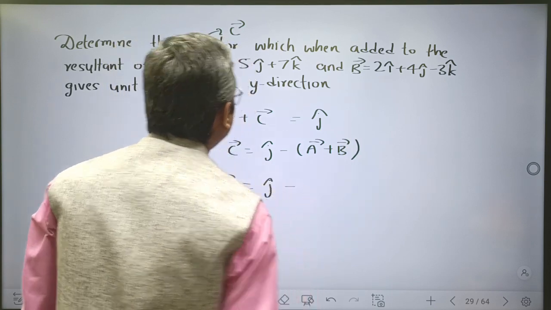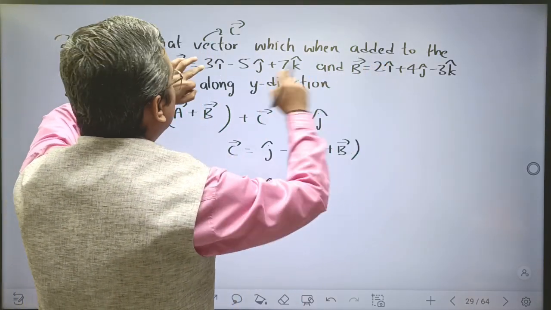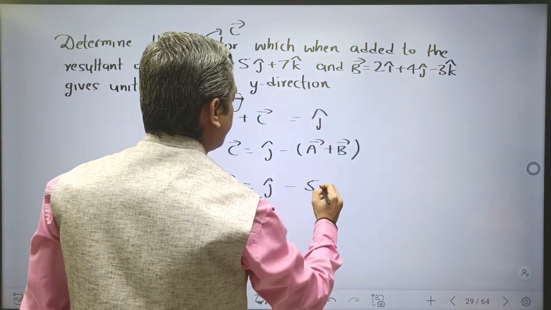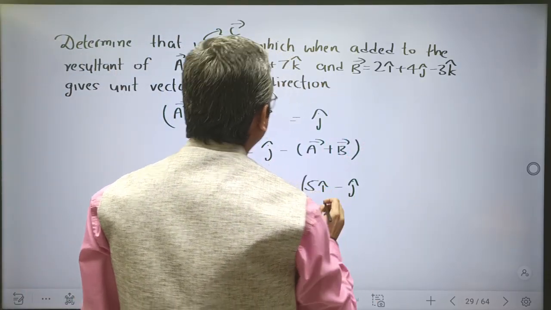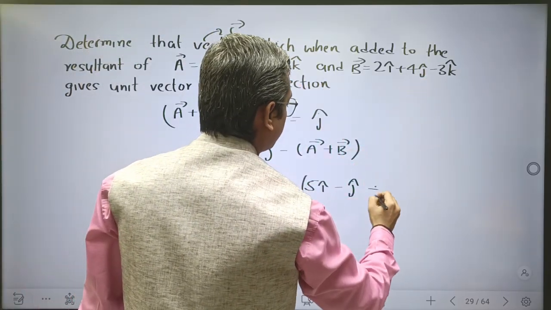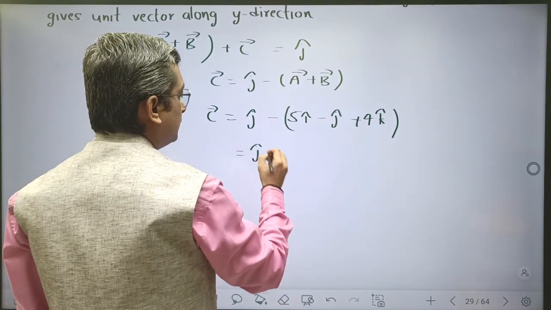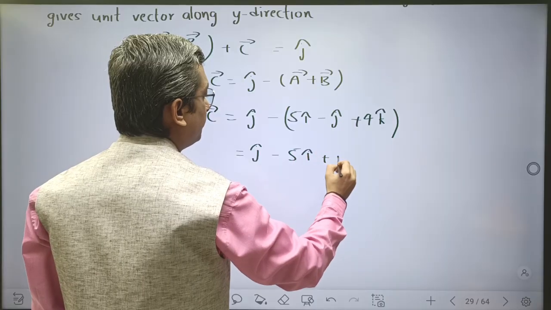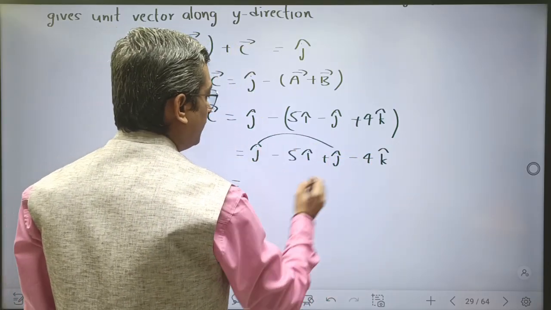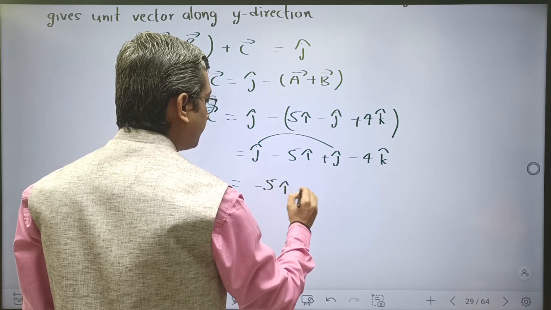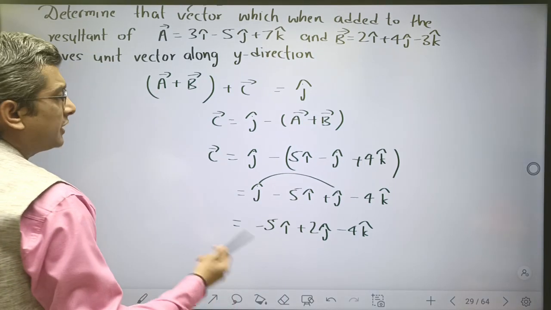Now this is j cap minus A vector plus B vector. So this is A, this is B, add the two. So 3 plus 2 is 5 i cap, minus 5 plus 4 is minus j cap, 7 minus 3 plus 4 k cap. So this is j cap minus 5 i cap plus j cap minus 4 k cap. So j plus j is 2 j cap. So the answer is minus 5 i cap plus 2 j cap minus 4 k cap. So this is the answer, isn't it?